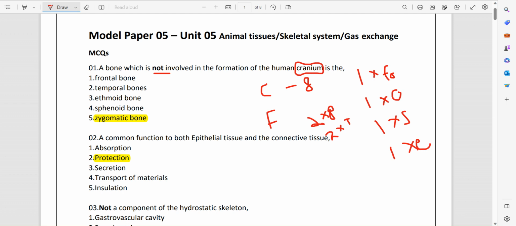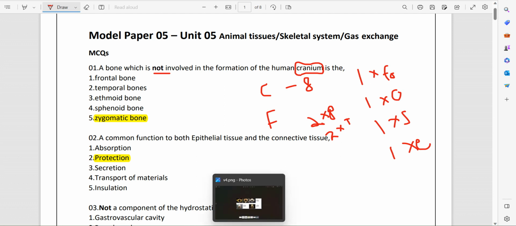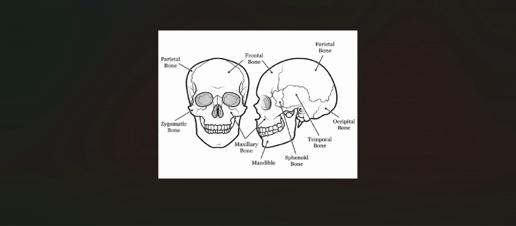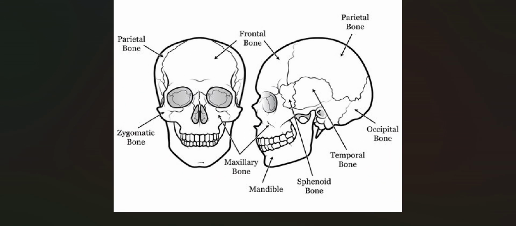It is the zygomatic bone. The zygomatic bone is simply the cheekbone, which is a facial bone, not a cranial bone. So that's the point here. I will show a diagram of the human skull. So these are the bones. You can see it. This is the frontal bone and temporal bone, ethmoid, sphenoid, and parietal, and the rest would be facial bones.